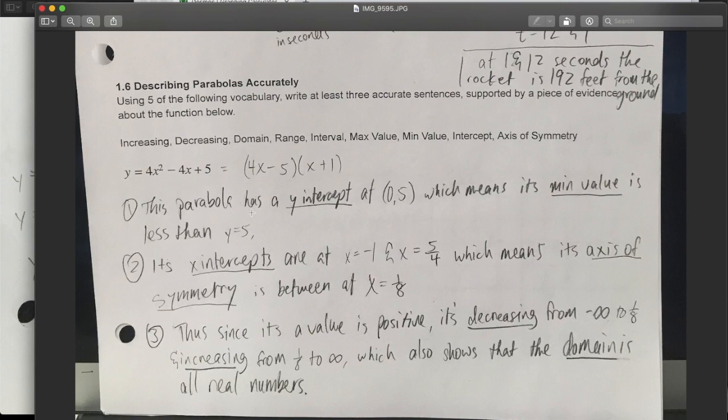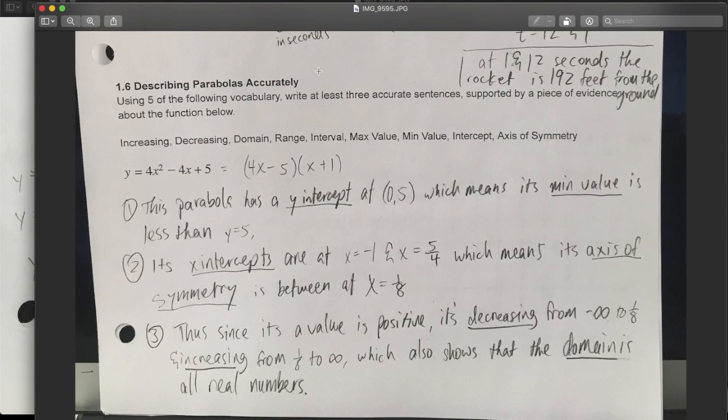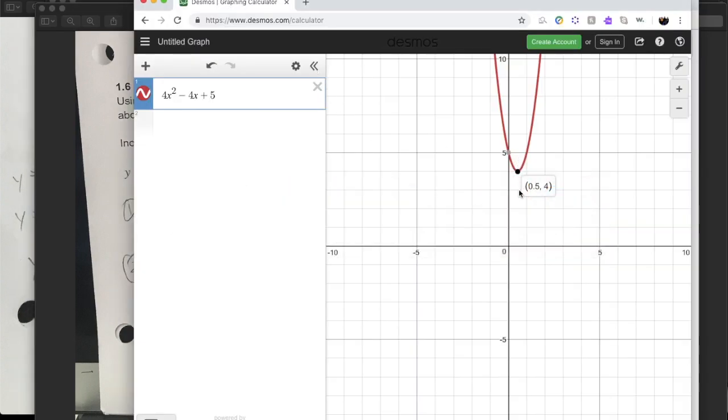Okay, so first of all, this parabola has a y-intercept at 0, 5, which makes its min value less than y equals 5. Which means its min value should be equal to y equals 5. I don't know why I said less than. That doesn't make any sense. Okay, it doesn't have any x-intercepts, so this part is incorrect. But its axis of symmetry, I think, is at 1/8. No, it's at 1/2. That's also wrong. I don't know why I said that. It should be at 1/2.